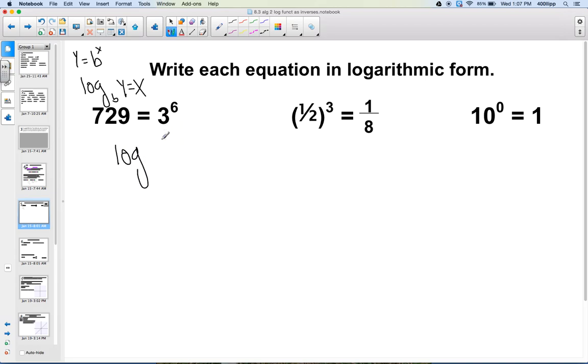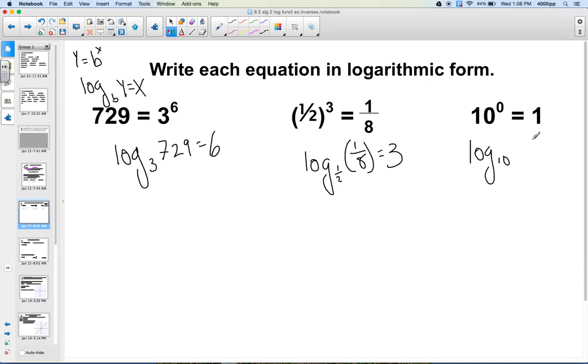So we have log base 3 of 729 is equal to your exponent x, which is a 6. This one here is log, your base is a half. Base of a half of 1/8 is equal to 3. And finally, we have log base 10 of 1 is equal to 0, which we're going to later on learn that log base 10 is actually called a common log. And we'll go over that in a little bit.